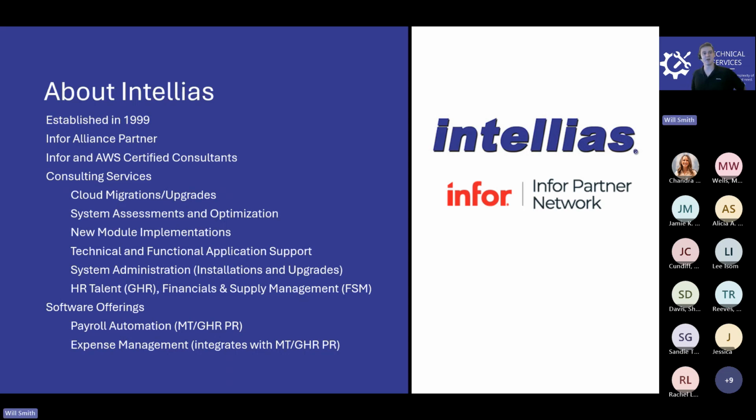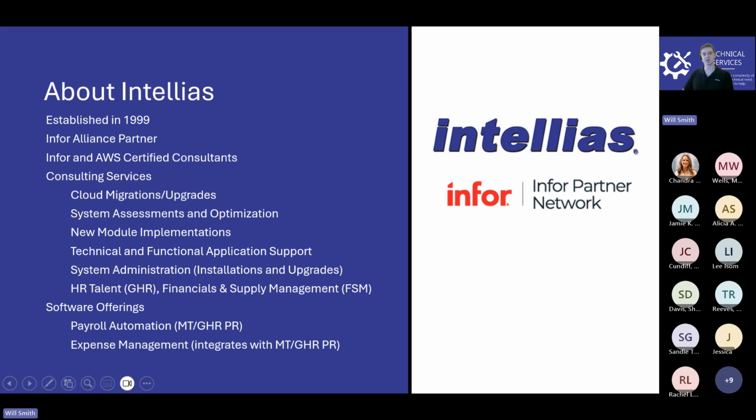Okay, so that's a little bit about me. Now I'll tell you a little bit about us here at Intellias. We are a software and services company. We were established back in 1999 as a software company, but have been in the services space since 2016. We are an Infor Alliance partner, so have worked closely with Infor for many, many years. We have a wide variety of Infor and AWS certified consultants, so people with expertise in many different areas.